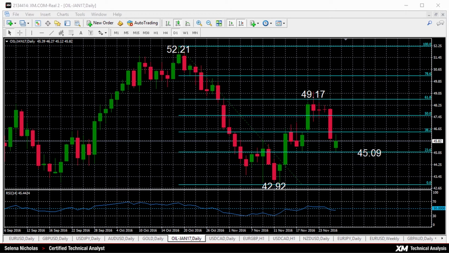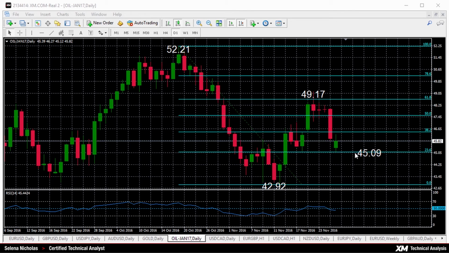If we look at crude oil now, very much in focus these days. Crude oil looks like the correction, the recent bounce higher, the correction of the downtrend from October seems to have ended. We saw prices turn back down again, probably going to resume the downtrend. We saw that resistance was found at the 61.8 Fibonacci retracement of the down leg from 52.21 to 42.92.